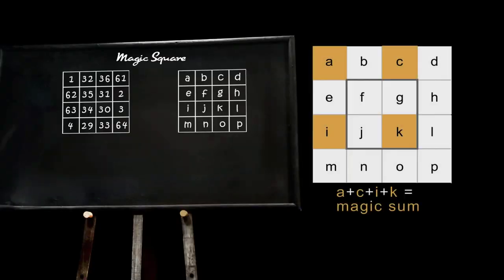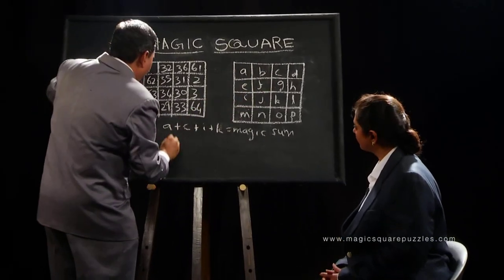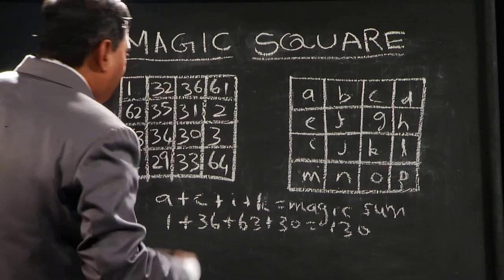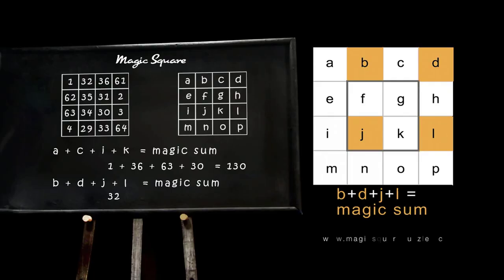This is again A plus C plus I plus K. It gives you the magic sum. A, C, I, K is 1 plus 36 plus 63 plus 30, which gives you 130. Another rule, B plus D plus J plus L. That also gives you the magic sum. B is 32 plus 61 plus 34 plus 3. That again gives you the magic sum of 130.